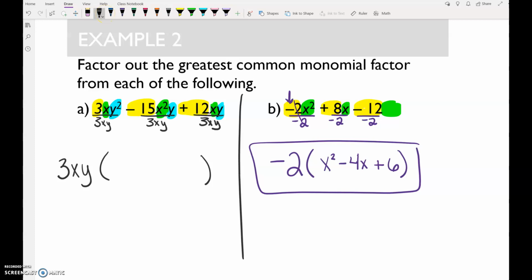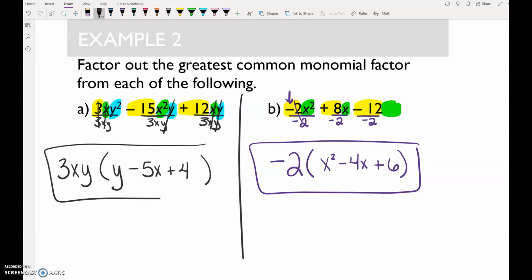Okay, 3xy squared. We're dividing out the 3, dividing out the x. Y squared divided by y is y. Negative 15 divided by 3 is negative 5. The y cancels, but we'll still have an x. 12 divided by 3 is 4. The x cancels, the y cancels. This would be our final factored form.